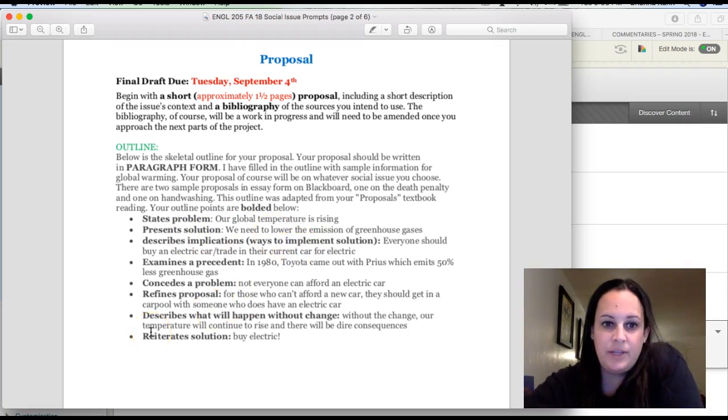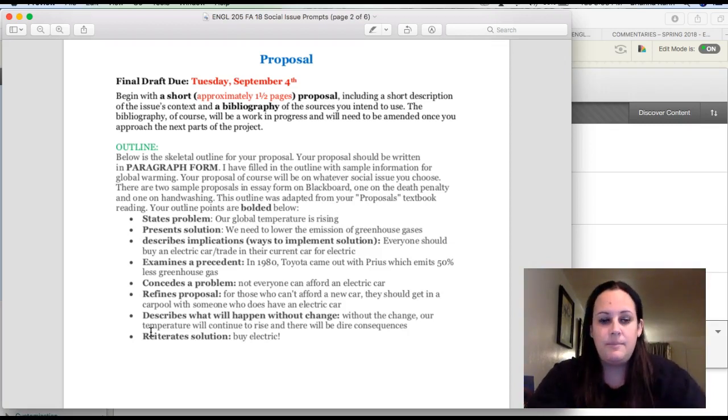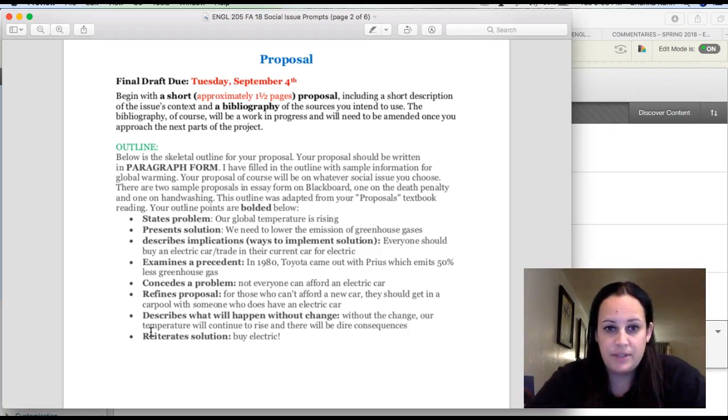Then describe the implications or way to implement the solution. Everyone should buy an electric car or trade in their current car for electric. So that would be my proposed solution, and then a way to implement the solution.